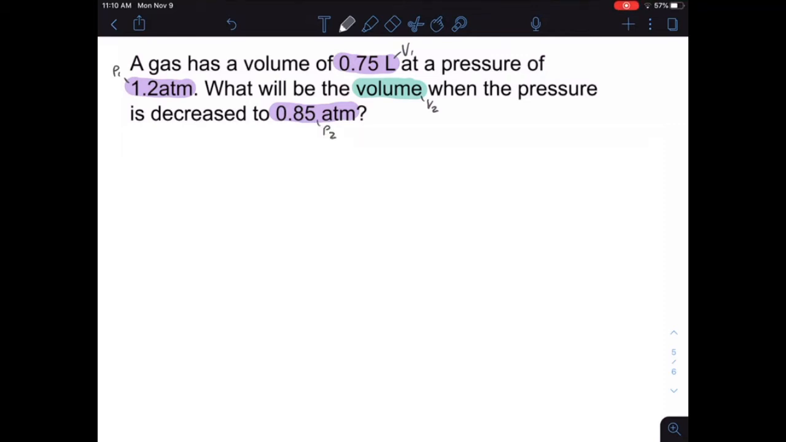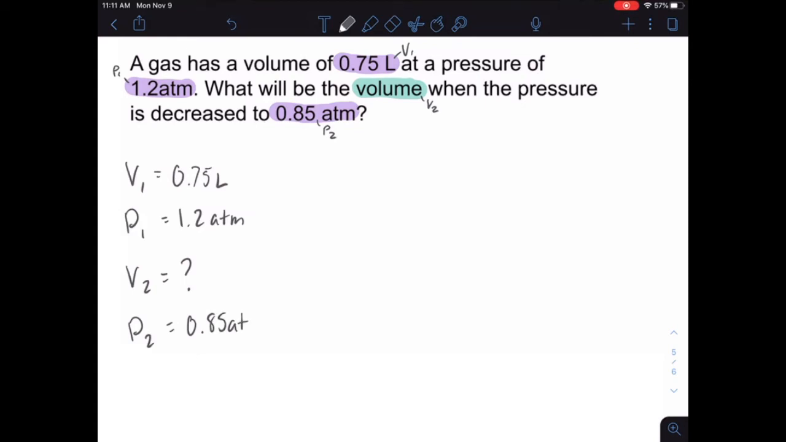So the variables we have are V1, which is 0.75 liters, P1, which is 1.2 atmospheres. We also have a V2, which is what we're looking for, that's our question mark, and we have a P2, which is 0.85 atmospheres. Since we're dealing with volume and pressure, the formula I'm going to need is this one.